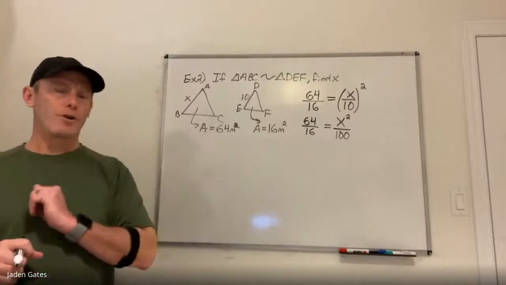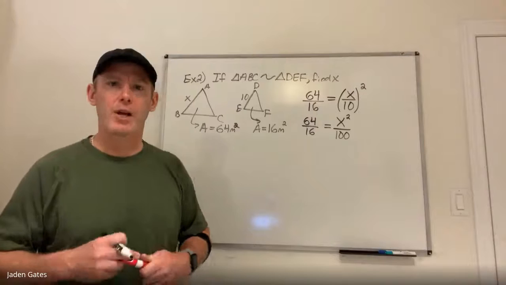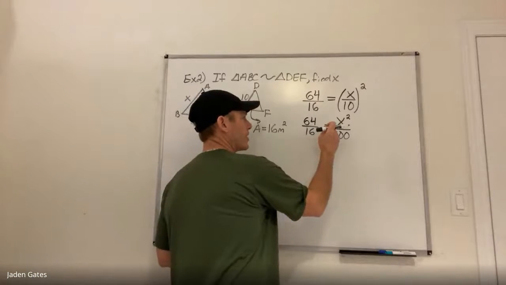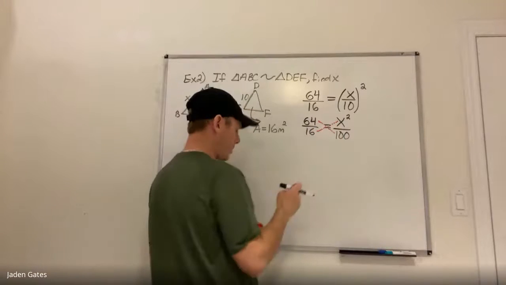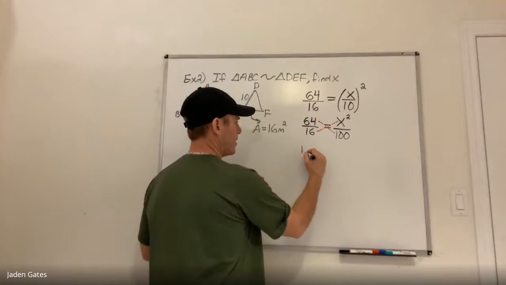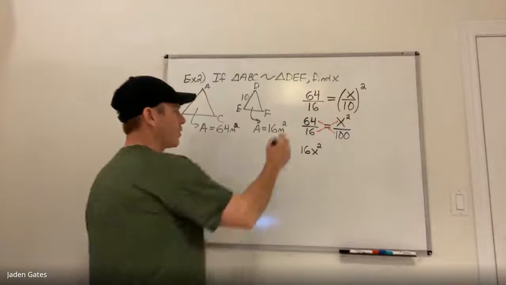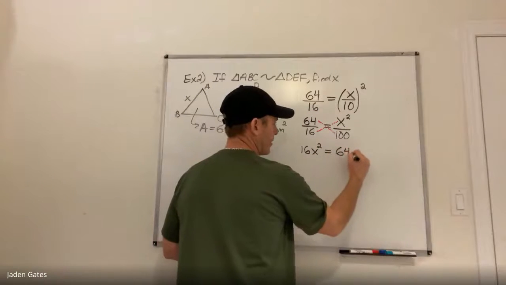Here's something that works. Like I said, we're going to cross multiply. That's how you get rid of fractions, when you have a fraction equaling a fraction. So I'm going to go 16 times x squared, and I'm going to go 64 times 100. All right, so I got 16 times x squared. Then I go 64 times 100. Well, I get 6,400.